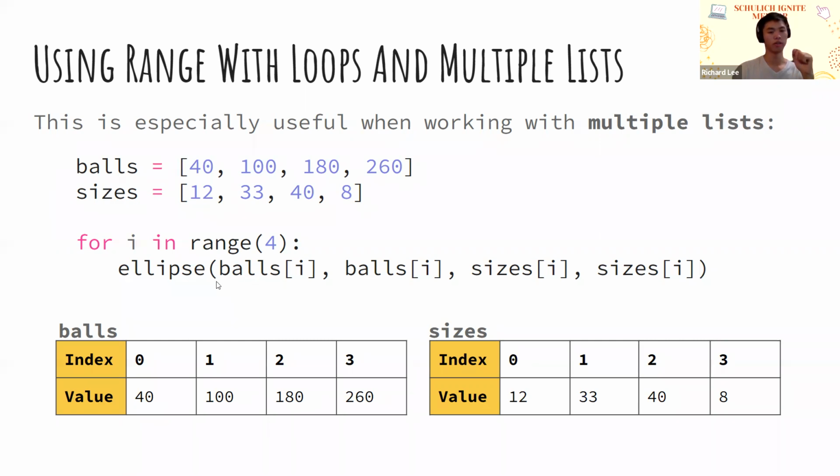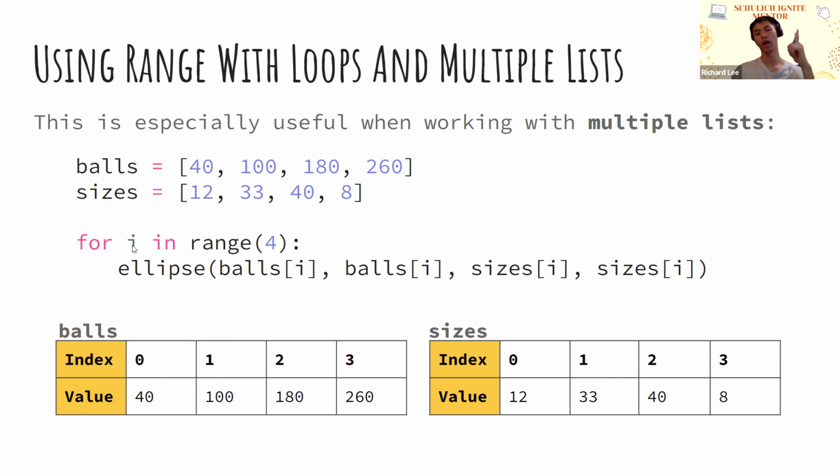So we can say ellipse. Take the x coordinate from the balls list, and that is going to be 40. We're going to take the y coordinate, same number here. That's going to be i is 0, grab 40. And we're going to choose the width and the height for this. We're going to look at the sizes. Index 0, that's going to be 12.